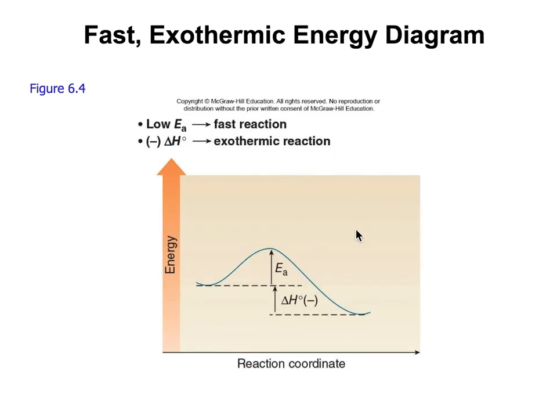And finally, we have an example in which the activation energy is small, but the difference between the energy of the starting materials and the energy of the products ends up giving us a negative delta H. And so that will be an exothermic reaction.